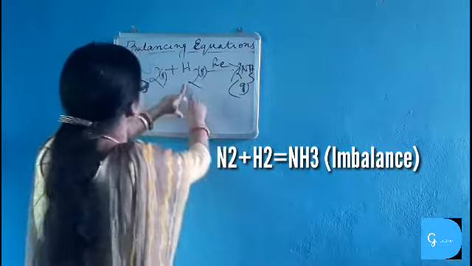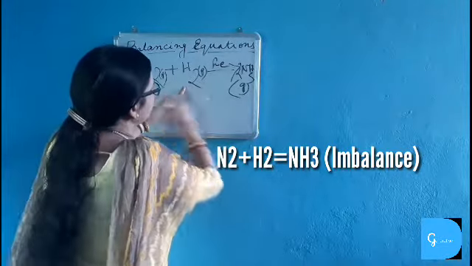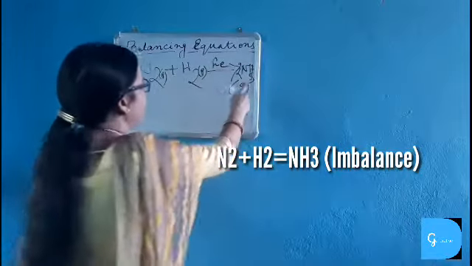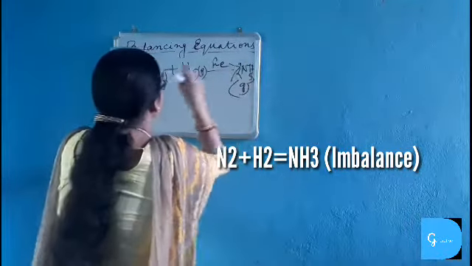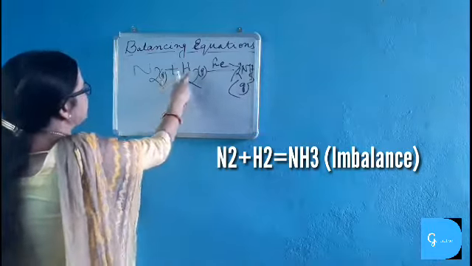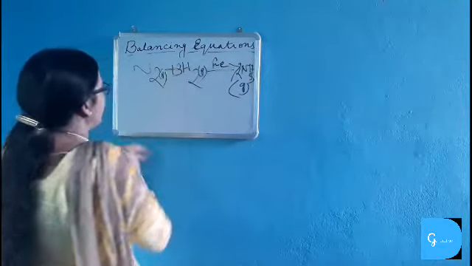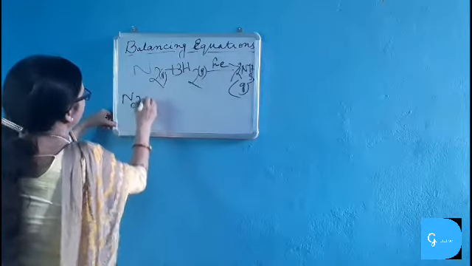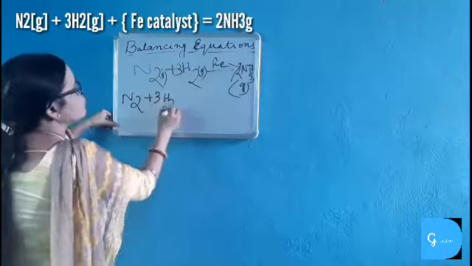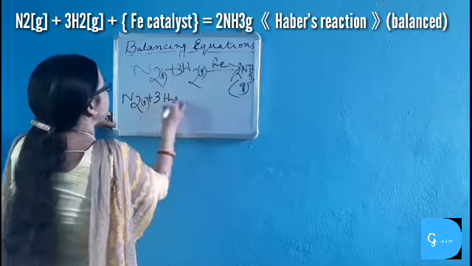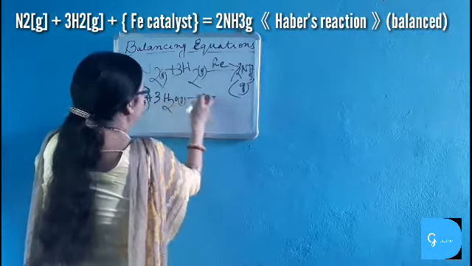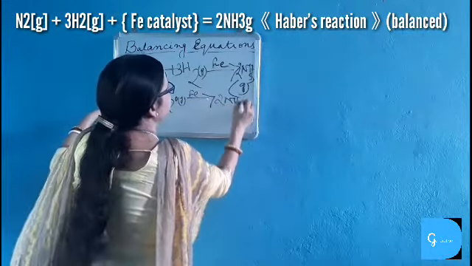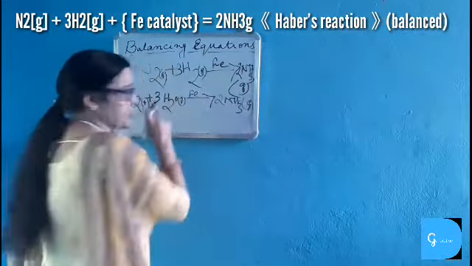Now the hydrogen atoms on the left hand side are 2, and on the right hand side the number of hydrogen atoms is 6, whereas on the left hand side only 2. So we will put 3 here. If we put 3, then there are 6 hydrogen atoms. Now it is balanced. When nitrogen reacts with 3H2 in the presence of catalyst iron, it gives 2NH3, ammonia. This is the Haber's reaction.